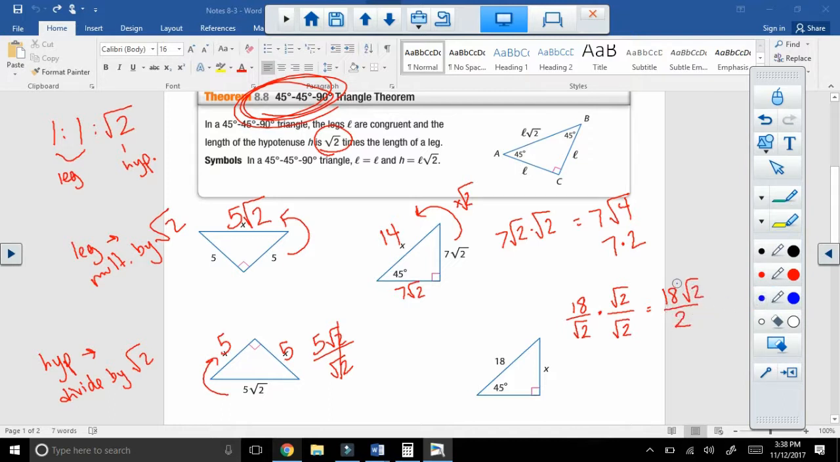And then sometimes, not all of the time, but sometimes you're going to be able to simplify it, and in this case you can divide those each. So the answer to this is going to be 9 radical 2 for that leg. And you could always go back and multiply by the square root of 2, just like we did here, to check and see that that's in fact 18.